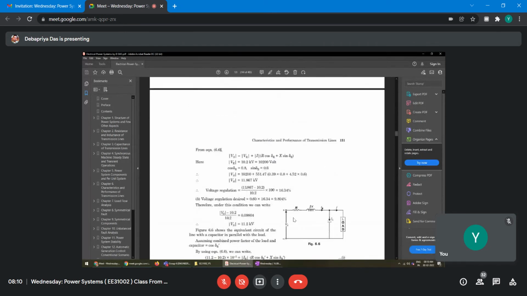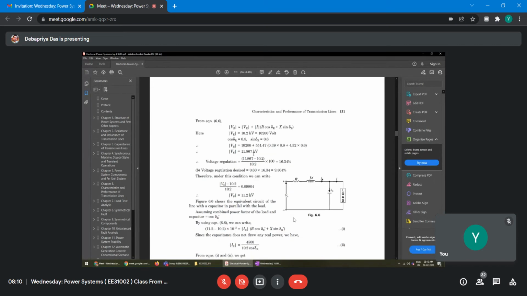So from equation 6.6, we know the approximation Vs is equal to Vr plus I into (R cos delta R plus X sin delta R). Receiving end voltage magnitude is 10.2 kV, and it is given cos delta R is equal to 0.8, therefore sin delta R is 0.6, therefore Vs you will get 11.867 kV. Now voltage regulation is sending end voltage minus receiving end voltage divided by receiving end voltage, this formula you know, into 100. So 16.34%.